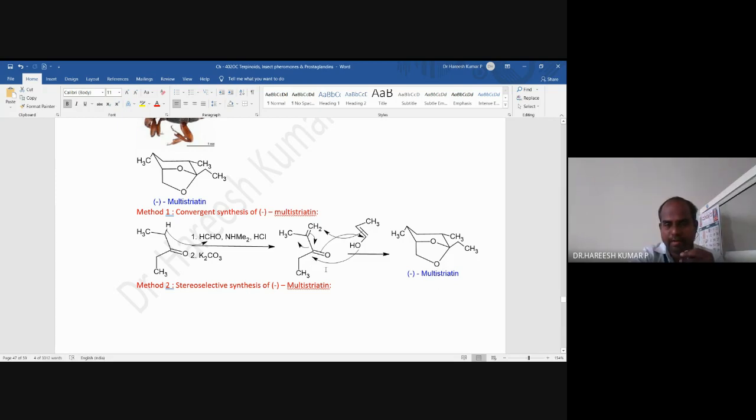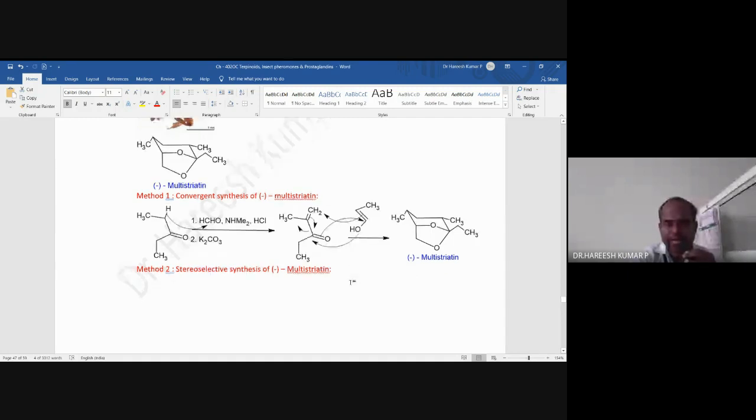Here I have reduced a 2-3 step mechanism into a single step. What you need to remember is that there will be a new bond formation between this oxygen and this carbonyl carbon, a new bond formation between this oxygen and this sp2 carbon atom, and a new bond formation between this carbon and this carbon, and this bond pair is coming over here. So that's what you need to remember. This is about how multistriatin is obtained. This is the first method of synthesis of multistriatin.